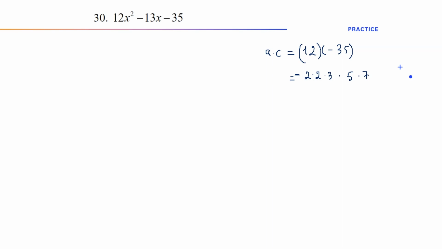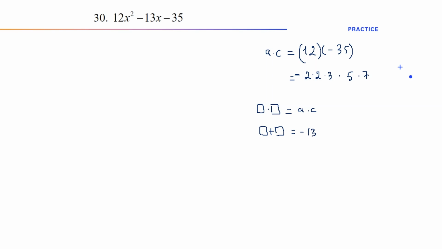So I can multiply those small numbers. I can make them into two groups, and those two groups are my two numbers. So in this case, I need two numbers that multiply to equal A times C, right? And then the two numbers add up to negative 13.